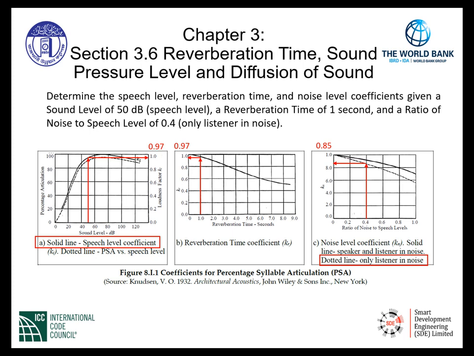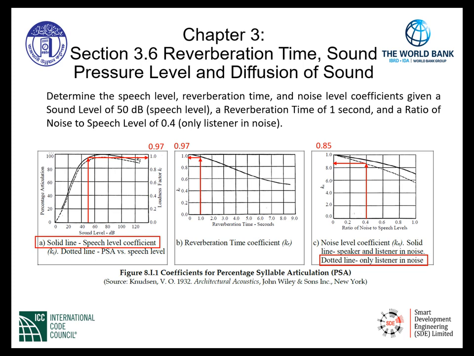As an example, determine the speech level, reverberation time, and noise level coefficients given a sound level of 50 dB speech level, a reverberation time of 1 second, and a ratio of noise to speech level of 0.4, only listener in noise. The first curve, A, we take the sound level in dB of 50. We rise up vertically until we intersect the curve. Once we intersect the curve, we move horizontally to the right and find that particular value around 0.97 as our loudness factor. That would be K sub I as a coefficient.